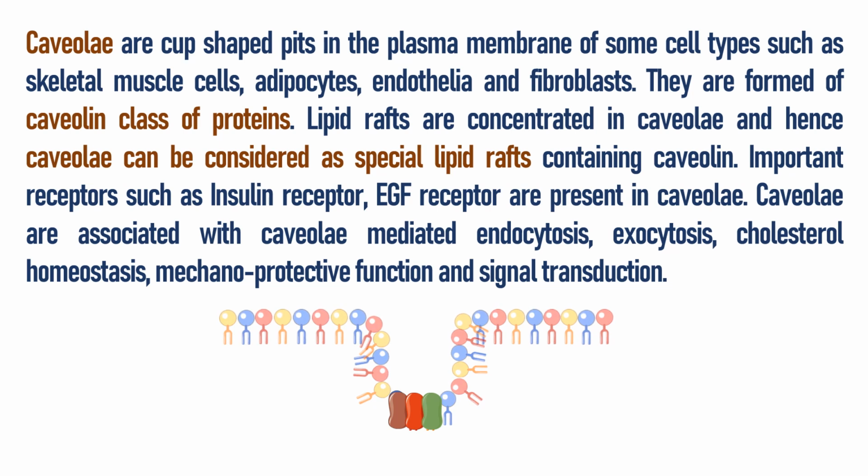Caveolae are cup-shaped pits in the plasma membrane of some cell types, such as skeletal muscle cells, adipocytes, endothelia, and fibroblasts. They are formed of the caveolin class of proteins. Lipid rafts are concentrated in caveolae, and hence caveolae can be considered as special lipid rafts containing caveolin. Important receptors, such as insulin receptor and EGF receptor, are present in caveolae. Caveolae are associated with caveolae-mediated endocytosis, exocytosis, cholesterol homeostasis, mechanoprotective function, and signal transduction.